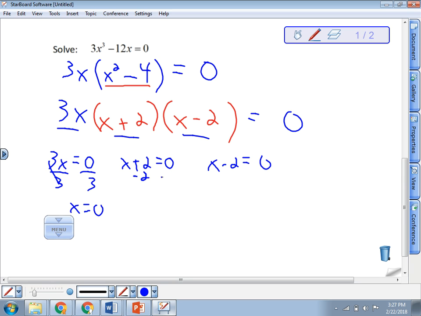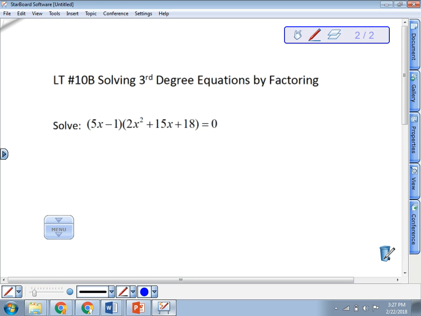Here, subtract 2 from each side. 0 minus 2 is x equals negative 2. And then on this side, add 2. So x equals positive 2. So there are my answers. x equals 0, negative 2, and 2. Let's take a look at two more examples.